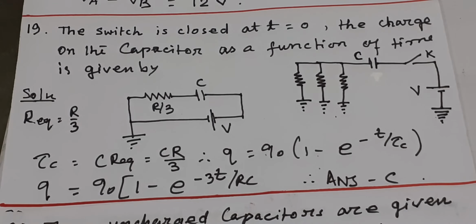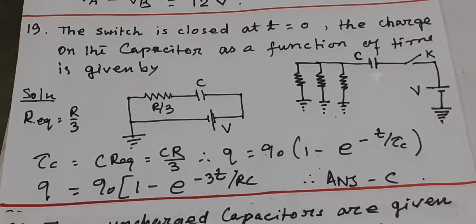Now another circuit is shown here. There are 3 resistances, all are connected with the earth. There is a capacitance and a battery, that is also connected with the earth. Battery supply is V. As seen from the diagram, all 3 resistances will be in parallel connection. Combining, it will give R by 3, and capacitance is there.